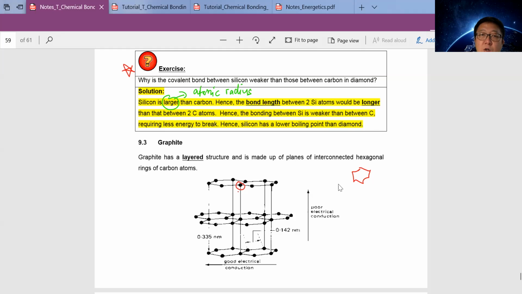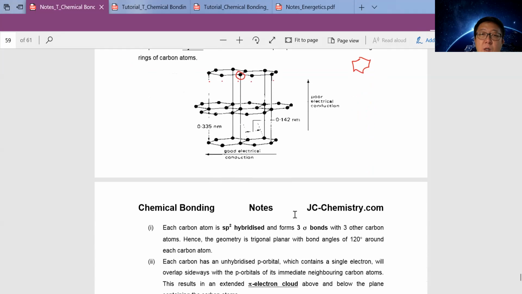There's 1 more electron left per carbon. That is why graphite can conduct electricity across the layer. Can you see across the layer? You have electrons which are free to move. Between the layers are van der Waals forces. All right, so this one is sp2 hybridized now. Remember sp2 hybridized, where did we see it before? Alkene. So it is very similar to alkene, except there's no double bond.